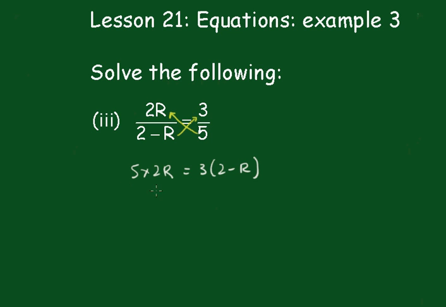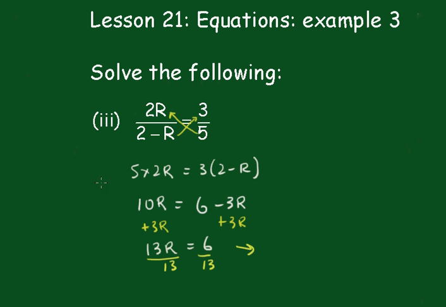Right, now this becomes 10r equals 6 minus 3r. Add 3r to both sides, plus 3r plus 3r. And now we're going to get 13r equals 6. Now divide both sides by 13, and that gives me r equals 6 on 13.